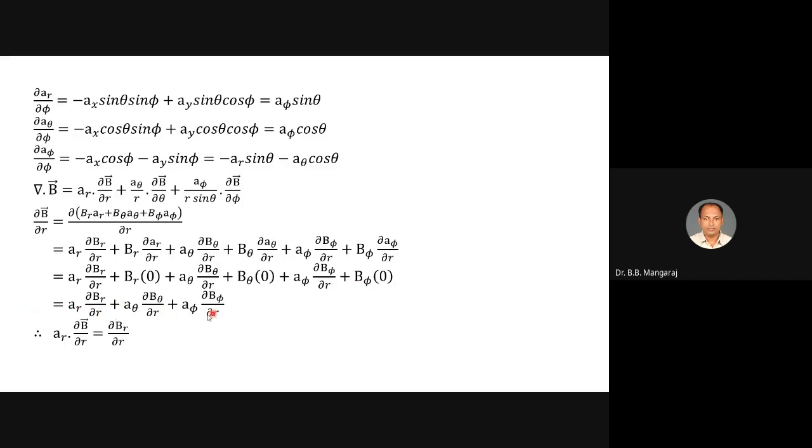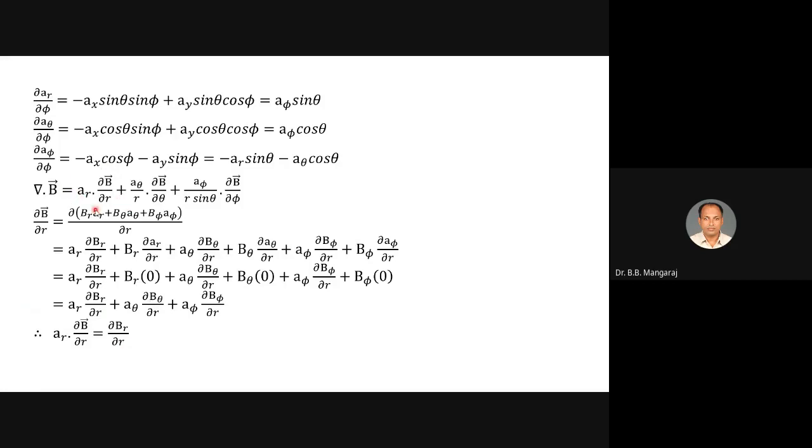If we make a r dot product with del v by del r, so this three product has to be dot producted with a r. So a r dot product with a r gives us 1, a r dot product with a theta and dot product with a phi gives us 0. These two terms are 0. This term gives us del b r by del r. So one term we get for this first dot product.